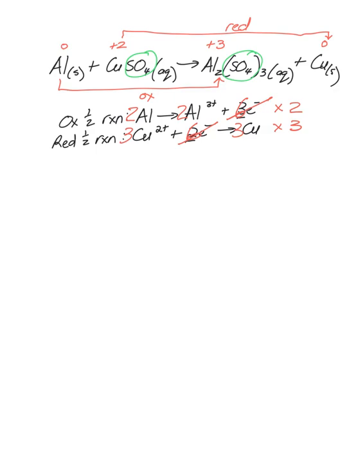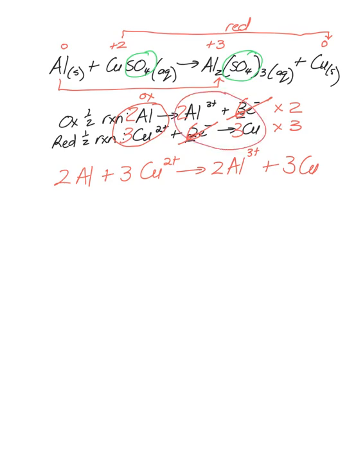I can now write my full ionic reaction as I see it: 2Al plus 3Cu2+, because those are both on the one side of my reaction, reacts to form 2Al3+ plus 3Cu. Those are on the other side of my reaction. So that is my full balanced ionic reaction, balanced using half reactions.